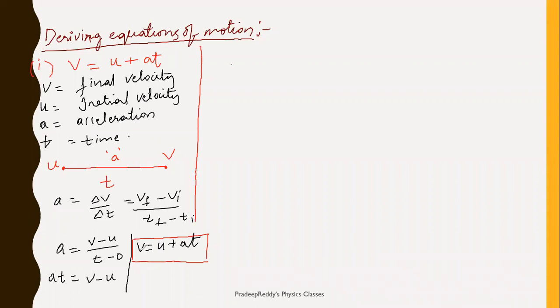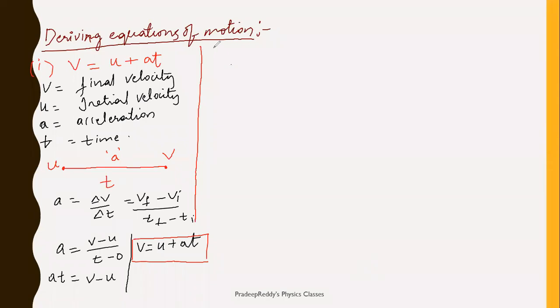It says that final velocity is equal to initial velocity plus the increase in the velocity. u is the initial velocity, at is nothing but the increase in the velocity. If you add the increase in the velocity to the initial velocity, you will get the final velocity of that particular body.